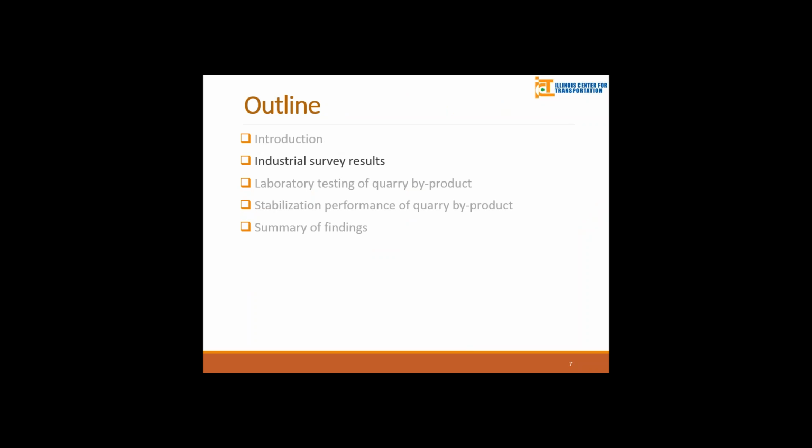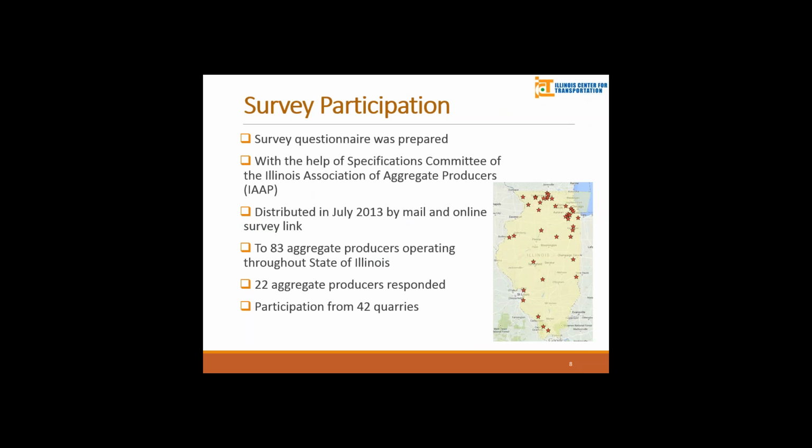In order to know about the real industrial condition of these quarry byproducts, we first sent out industrial surveys. The survey was distributed in July 2013 by mail, and we also created an online survey link sent to all the aggregate producers throughout the state of Illinois. Altogether, we sent it to 83 aggregate producers, and 22 of them responded, which represents 42 quarries. The red stars on the map are the locations of the quarries that responded.